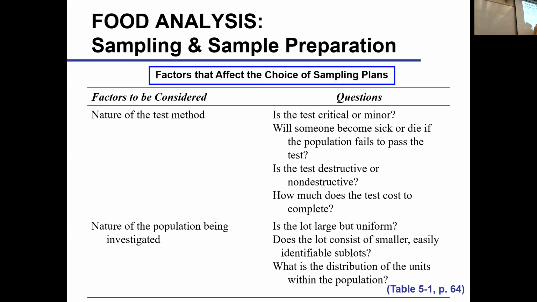Is the lot large but uniform, not consistent or small, easily identifiable subunit? It goes on and on. So there are a lot of questions you would ask yourself while you are preparing your sampling plan. Again, I don't expect you to memorize any of this, but when you are working in industry and you have to determine a sampling plan, you want to think about these questions. You have the book as a resource to take out and look at.